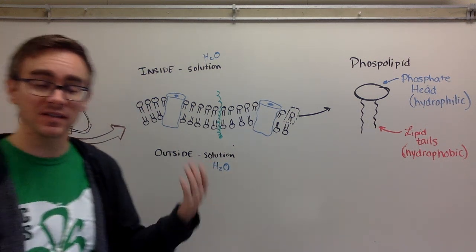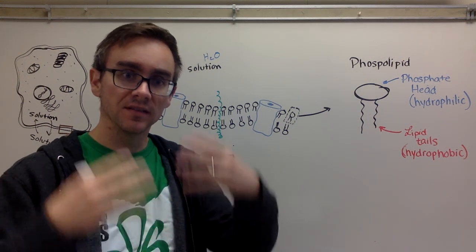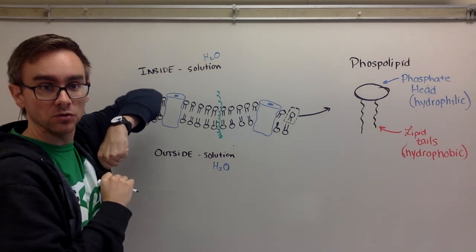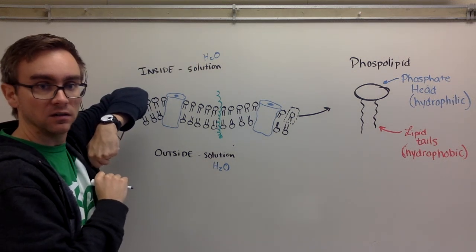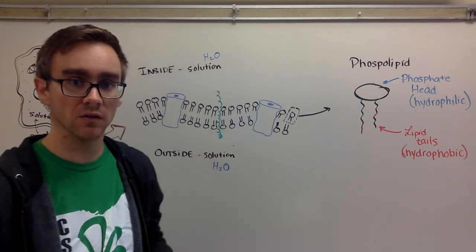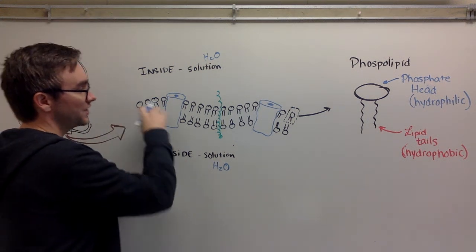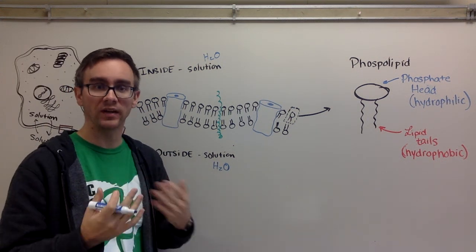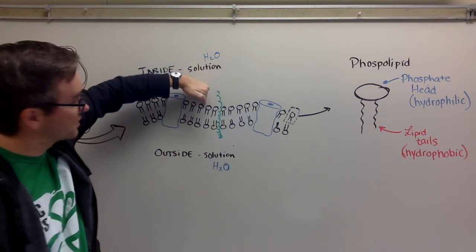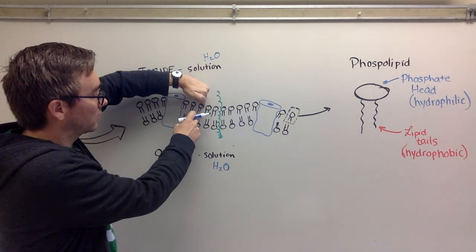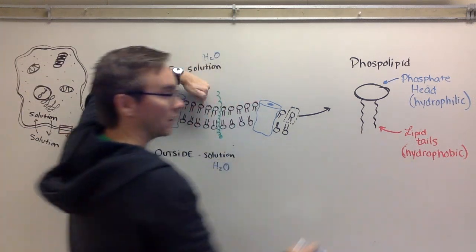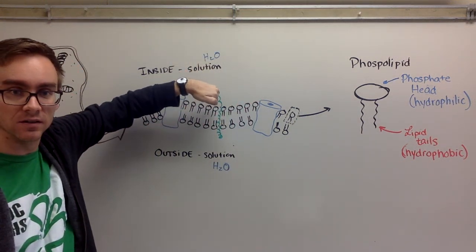Why are the tails facing inward? The tails are facing inward because the tails are avoiding the water in the solution. And why are the heads facing out? Because they chemically want to be attracted to the water on the outside. This prevents water from just going in and out of the cell. Water can't just travel into the cell because once it hits those, it's attracting those phosphate heads, but it's repelling those lipids. Water can't get in because those tails are afraid of water. They won't let water just go in.